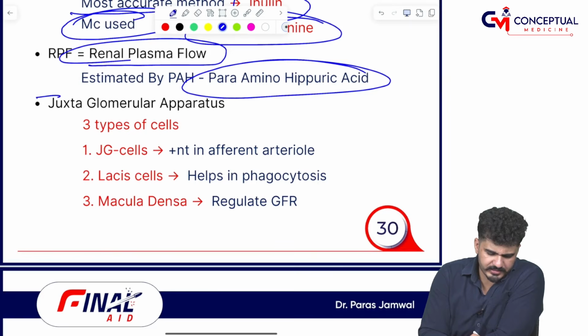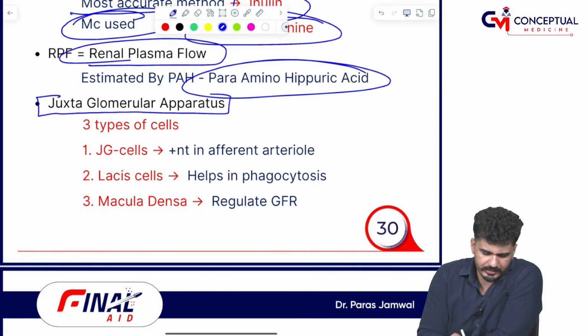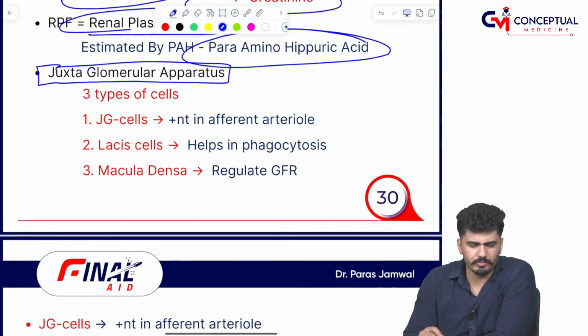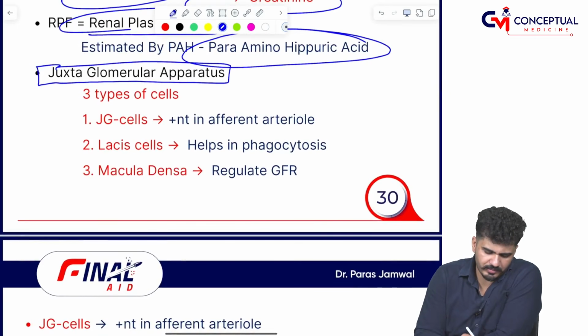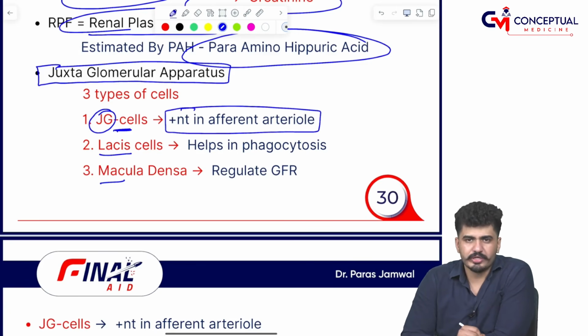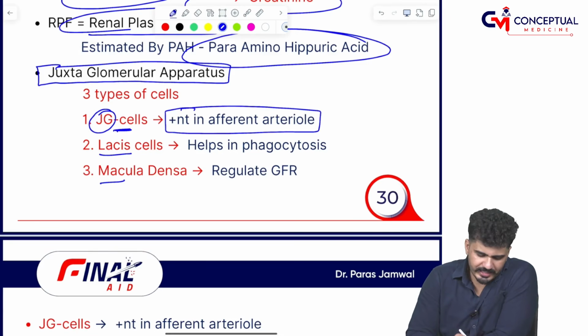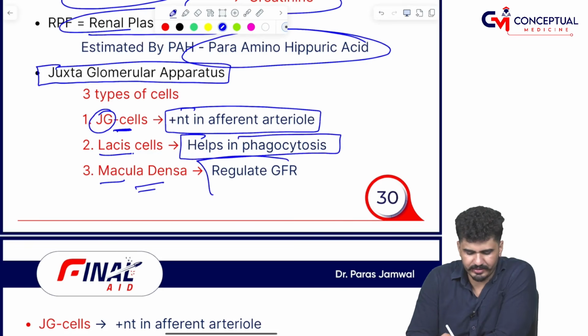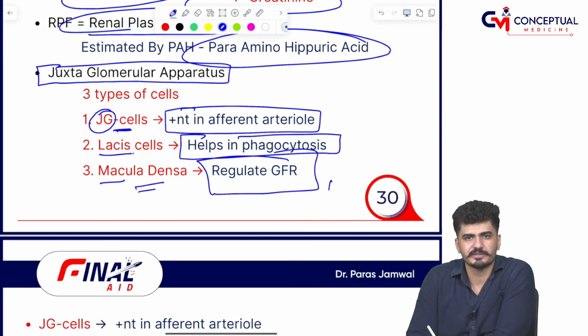Coming to the next part, the juxtaglomerular apparatus. This juxtaglomerular apparatus has three types of cells: JG cells, lacis cells and macula densa. Now the juxtaglomerular cells are present on the afferent arterioles. तो ये signaling देता है कि flow ज़्यादा है कि कम है. The lacis cells will do the phagocytosis and the macula densa will regulate the GFR, which is present on the DCT, my dear friends.